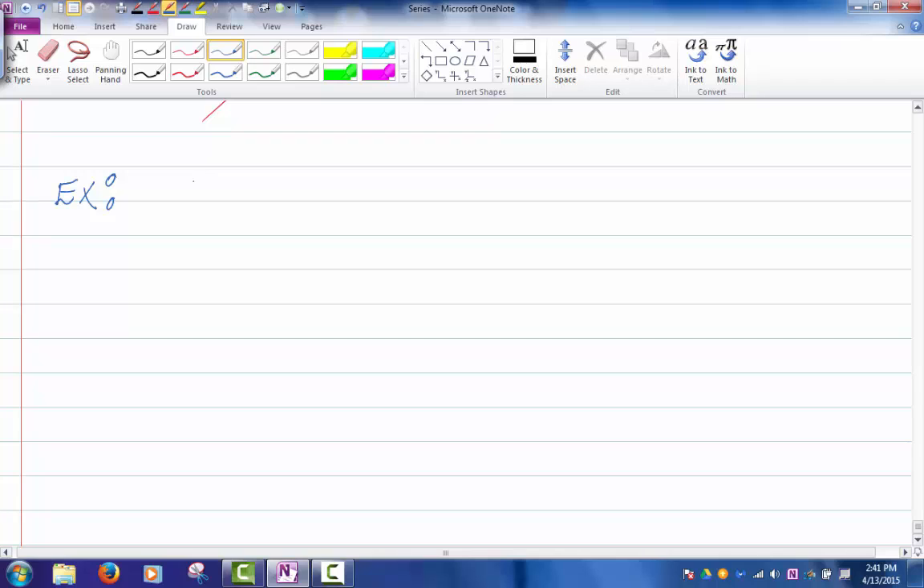So let's say I have the series 1 plus 5/4 plus 5/4 squared plus 5/4 cubed plus dot dot dot. Is that a geometric series? Well, I'm not saying whether it's convergent. I'm saying whether it's a geometric series. Well, it is a geometric series. How do I know it's a geometric series?